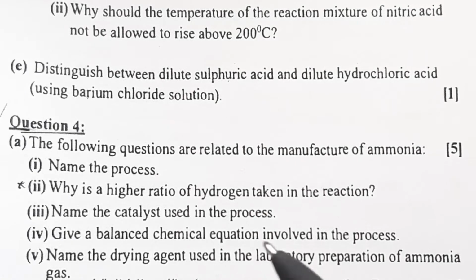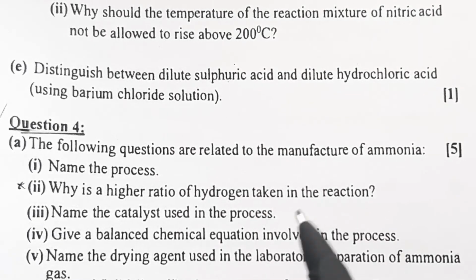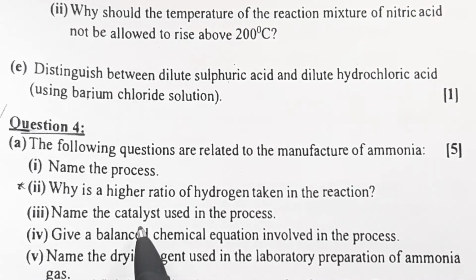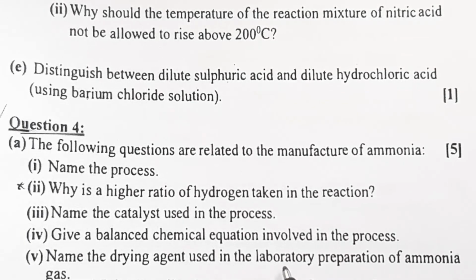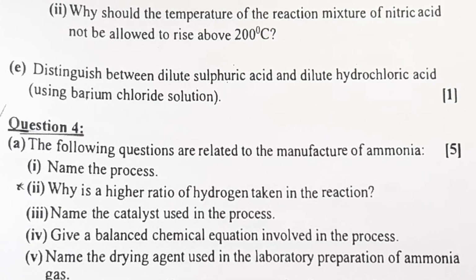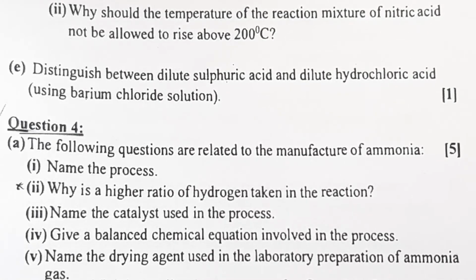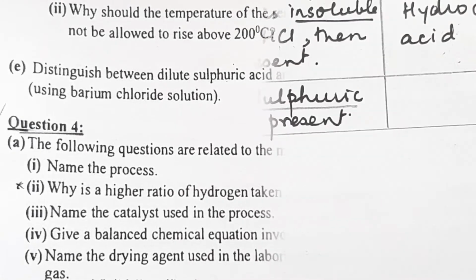Now, ammonia is N2 plus H2. Why do we need more H2? Name the catalyst used in the process. Give the balanced chemical equation involved in the process. Name the drying agent used in the laboratory preparation of ammonia gas. So let us write them one by one.